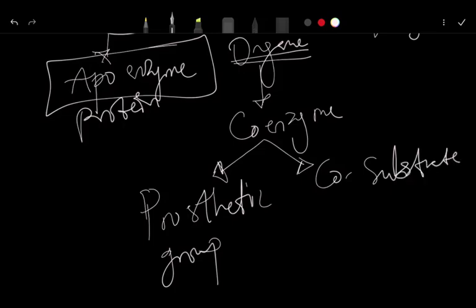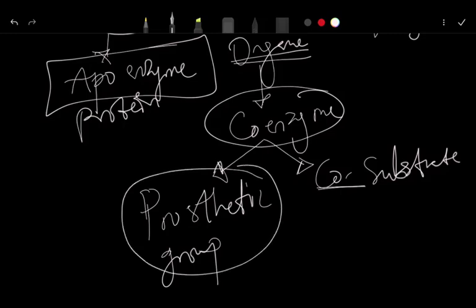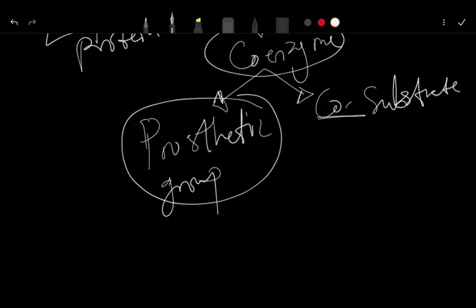Are you there with me? So what is a co-substrate? A co-substrate is actually a coenzyme that can leave that site. What is a prosthetic group? A prosthetic group is actually a coenzyme that cannot leave that site where it is attached to the enzyme. That is the difference. So let's proceed. A good example of a co-substrate is NAD. NAD is a co-substrate in that PDH complex. In that same PDH complex, FAD is a prosthetic group.